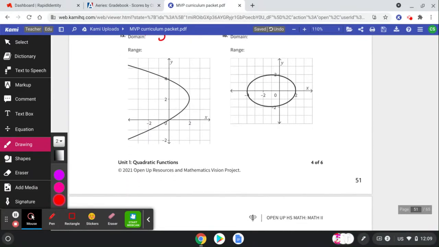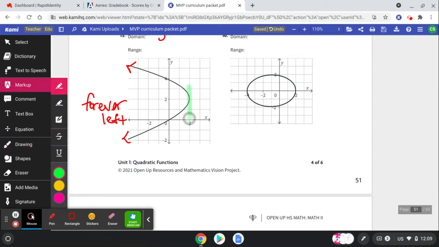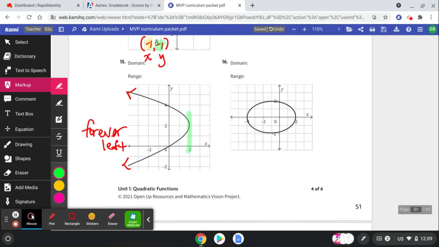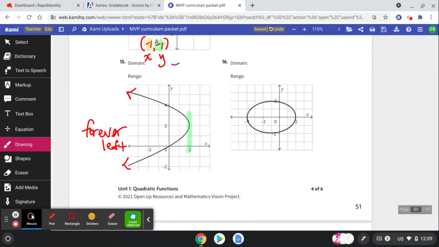All right, let's look at this guy. Remember, this means that these arrows go forever. So they go forever left for my domain. That means the x values are going to go all the way left, and it goes all the way up until this 2. So my domain goes from -infinity up to 2. We are going to include the 2 value, even though it's not a dot, that spot is included in that.